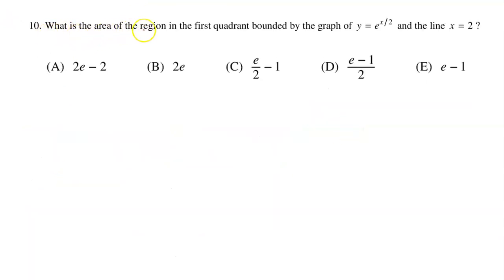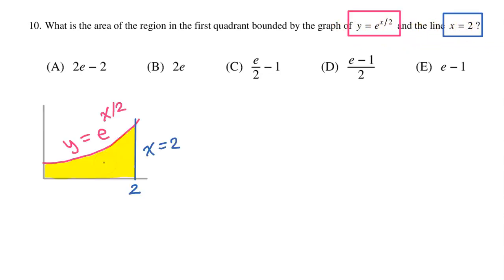What is the area of the region in the first quadrant bounded by the graph of y equals e to the x over 2 and the line x equals 2? Here's the vertical line x equals 2 and the curve y equals e to the x divided by 2 power. We need to find the area of this yellow region. Well, this will be the integral from 0 to 2 of e to the x over 2 dx.